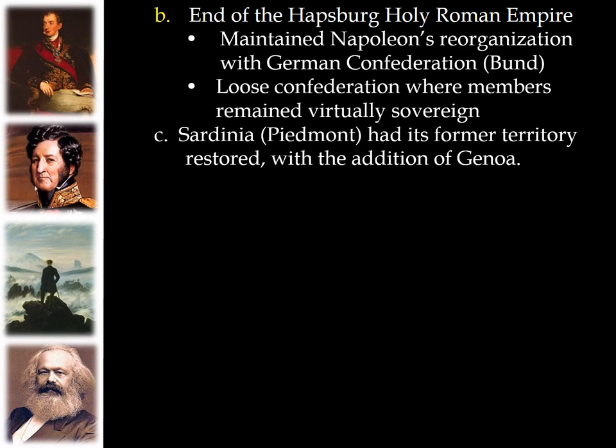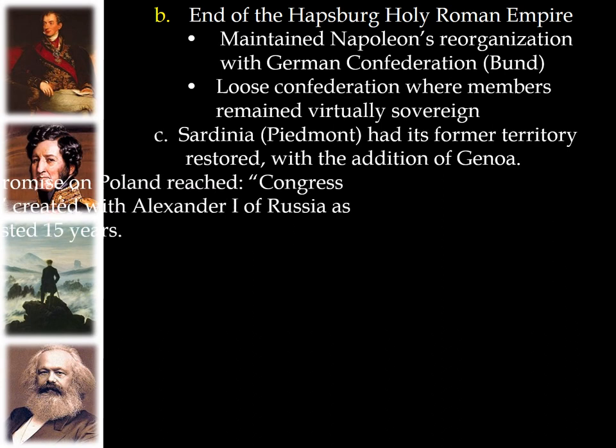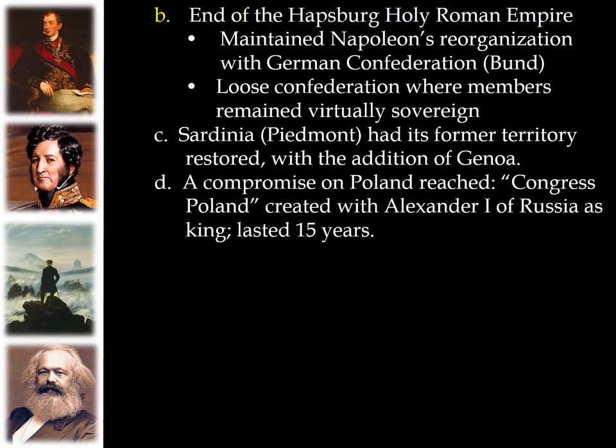Sardinia, or Piedmont, as it's sometimes called. Sometimes it's just referred to as Sardinia Piedmont or Piedmont Sardinia, in northern Italy, will have its former territory restored with the addition of Genoa. A compromise on Poland was reached, sometimes referred to as Congress Poland because of the Congress of Vienna. As I said before, it was created with Alexander I of Russia as the king of Congress Poland, which was most of Poland, not all of it, but most of it, and it lasted for 15 years.